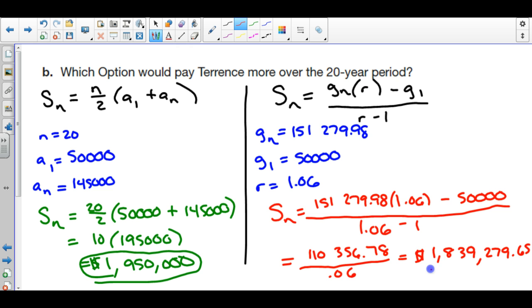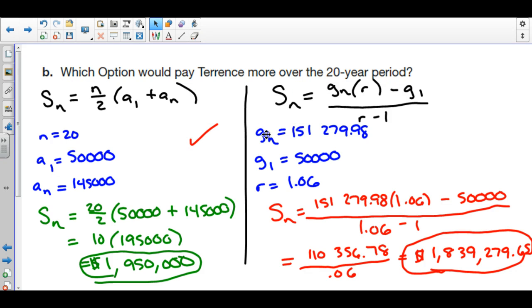1,839,279.65. So when it comes time to comparing these two models, I was wrong. I actually thought this one would be more. It looks like he gets almost 1.95 million from the one on the left and 1.84 million almost for the one on the right. So the first option, where he's earning the $5,000 more every year, is going to end up being worth more in the long run, even though in the 20th year, the geometric one paid more. It paid almost $6,000 more than the arithmetic one. But overall, when you add them up, the arithmetic ended up paying more.